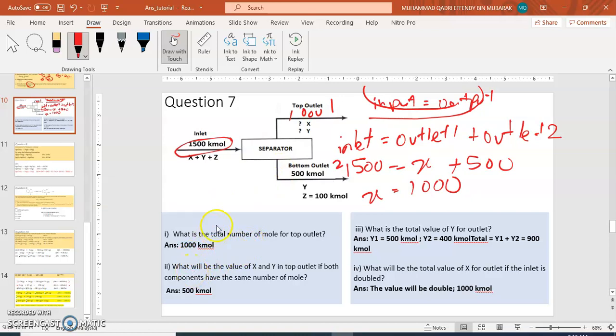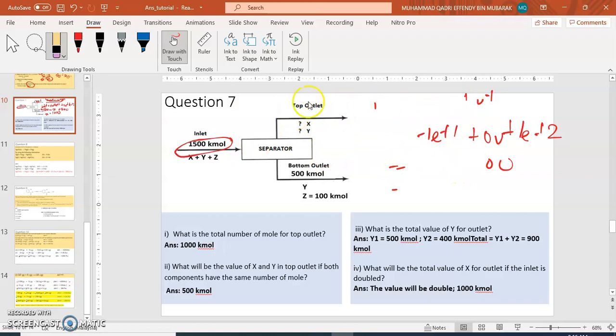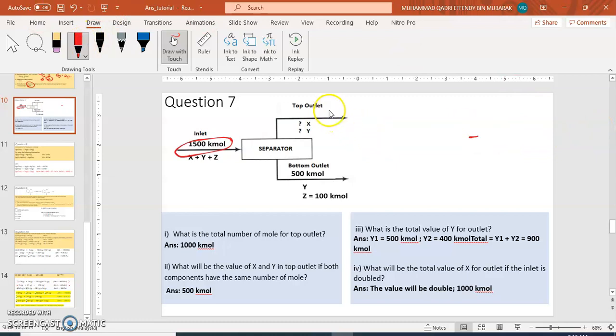And then for the second question, the question asks us what will be the value of X and Y in the top outlet if both components have the same number of moles. We already know that this top outlet is 1,000. Both have the same number of moles, so X will be 500 and Y also will be 500.